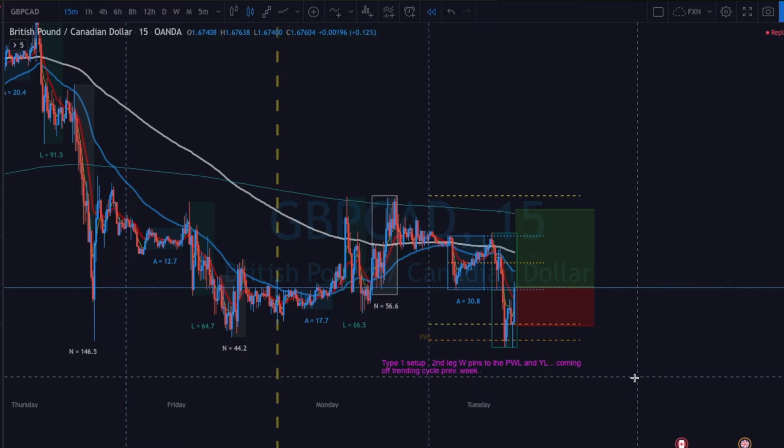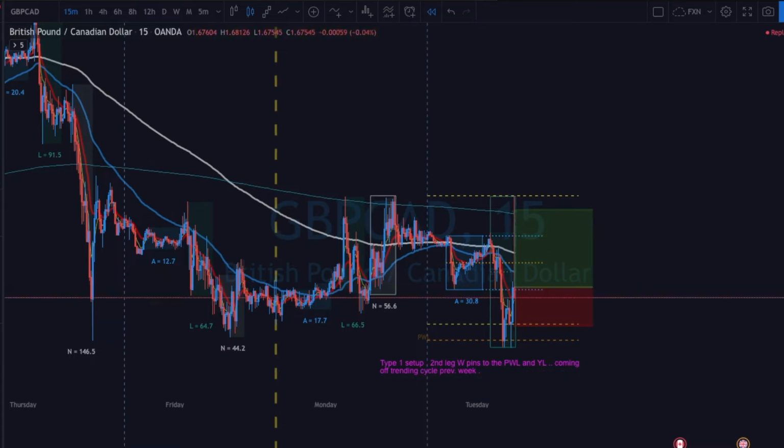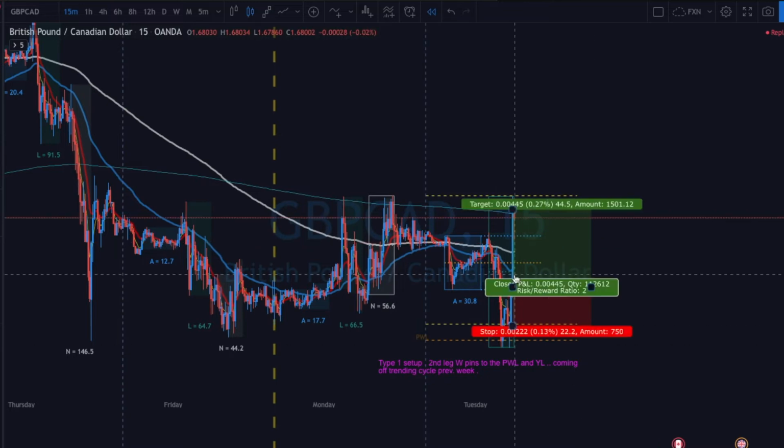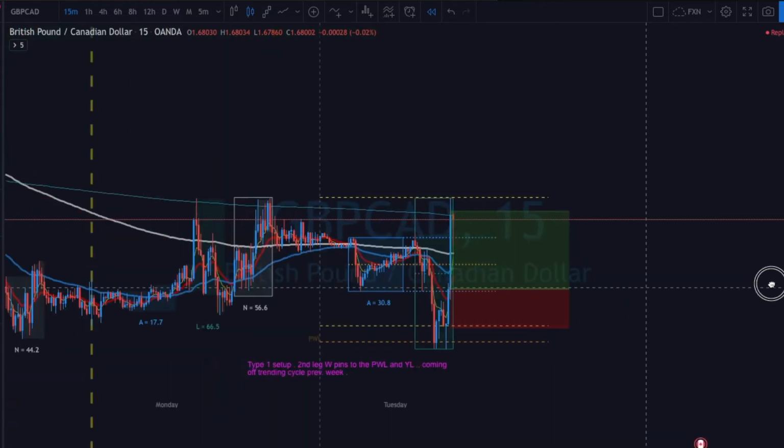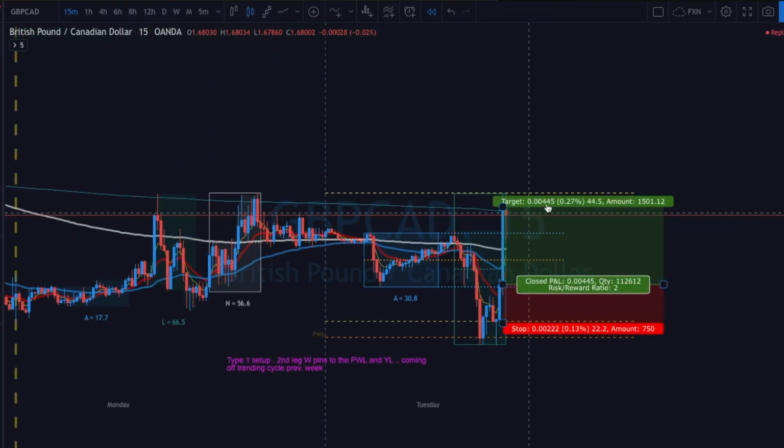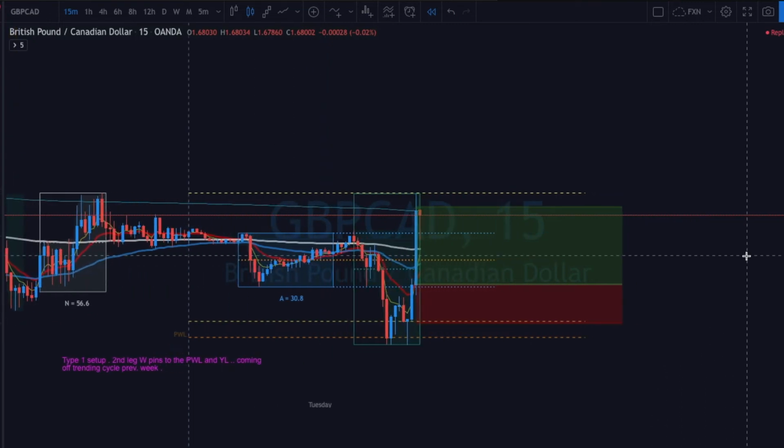All right, so now just let it play and see what happens. Look, in one candle, it's crazy. In one candle, you already hit profit.